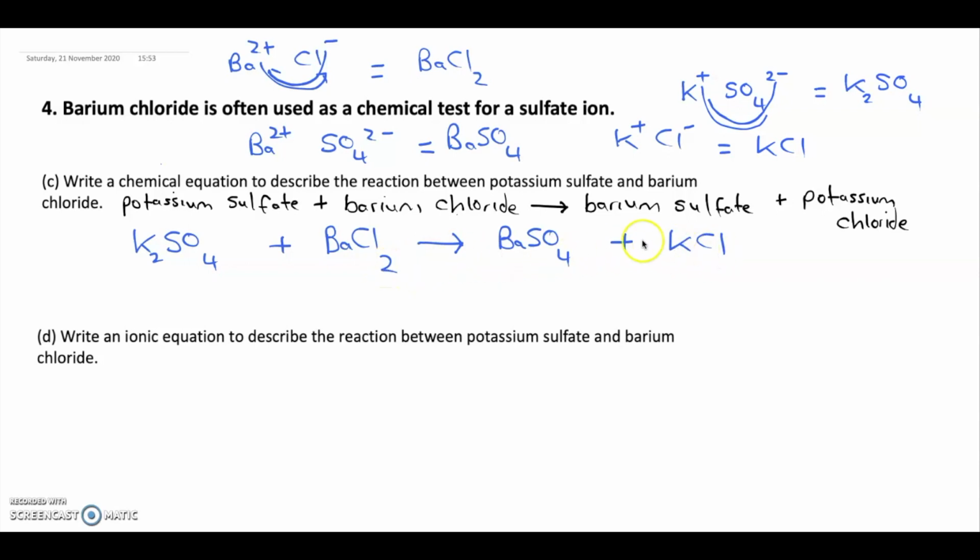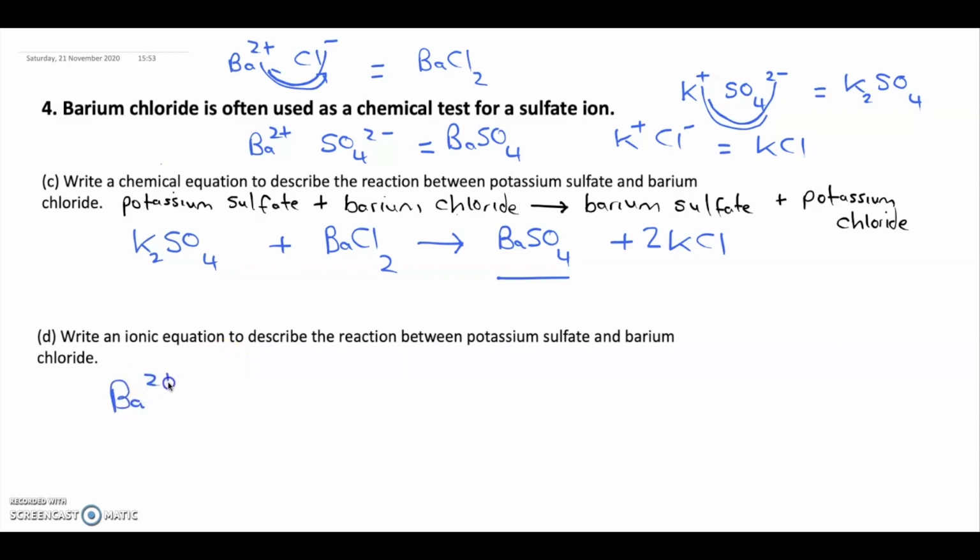So on the left hand side I have 2 potassiums and 1 on the right, so I have to put a 2 in front of the KCl. And if I do that, it's all balanced. I have 2 chlorines on the left, 2 on the right, 2 potassiums on the left, 2 on the right, 1 barium on the left, 1 barium on the right, and 1 sulfur on the left and 1 on the right, and 4 oxygens on either side.